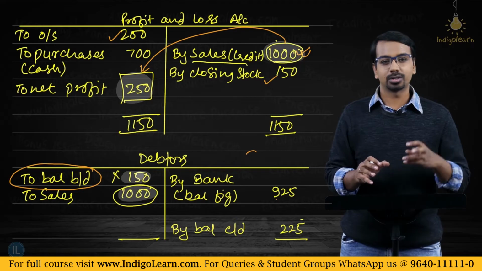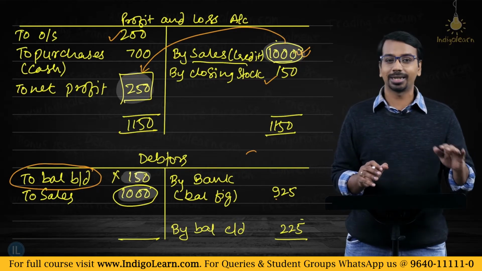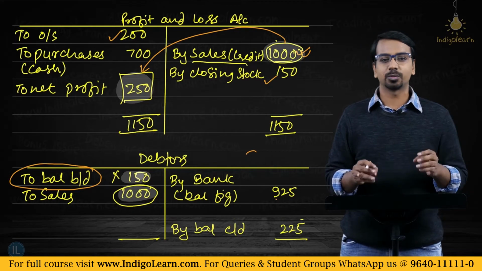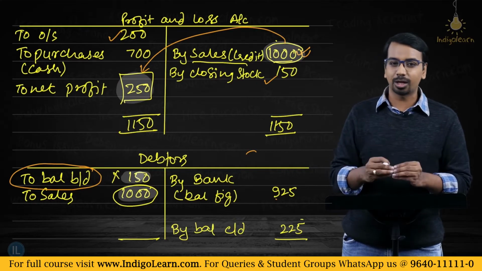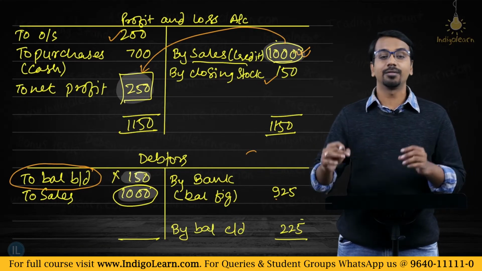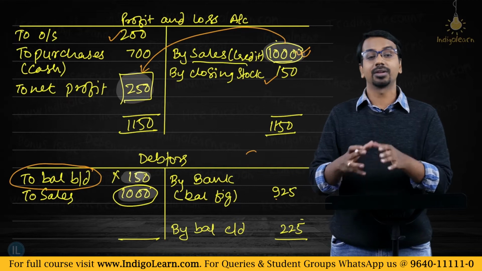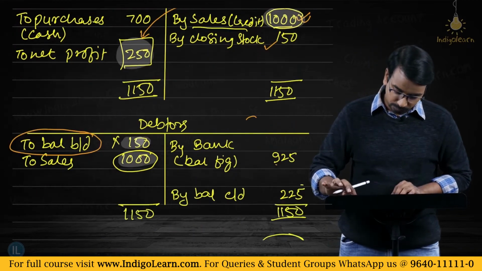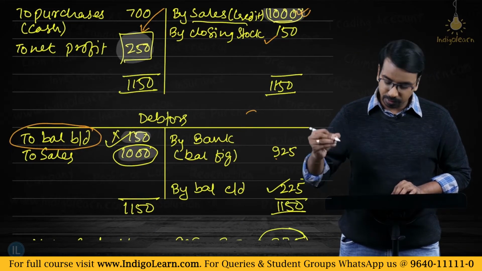Whichever way you look at the numbers, if you say, okay, opening balance I have not collected 150, you don't need to make any adjustment. But out of the current year sales, that is 1000, you collected only 925, still you have to adjust 75, which is nothing but the difference between your opening balance and the closing balance.